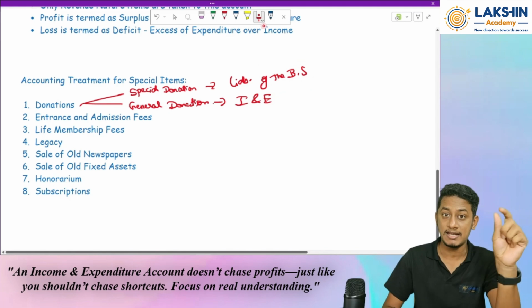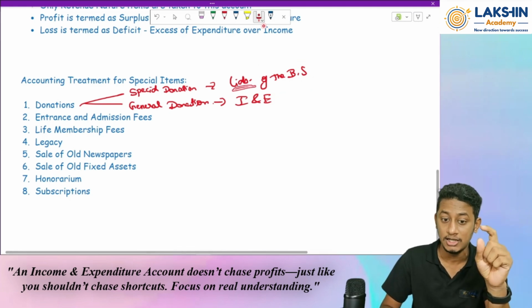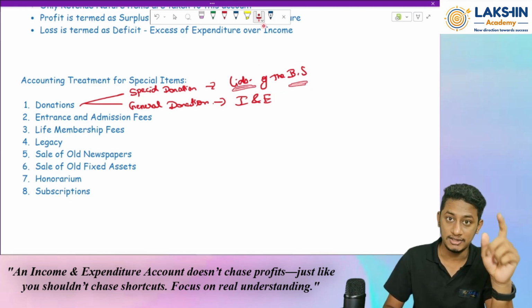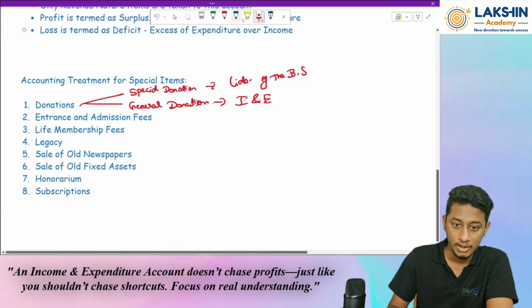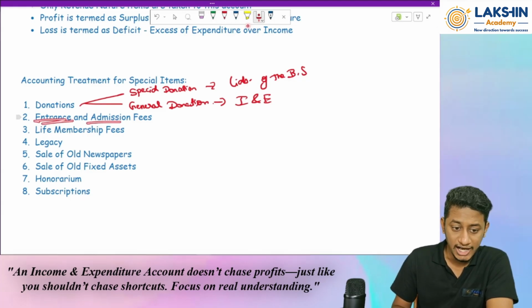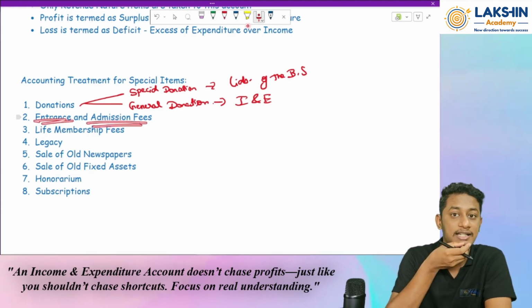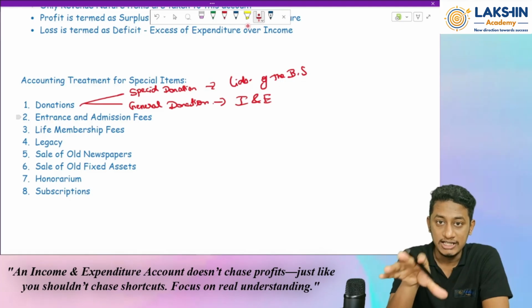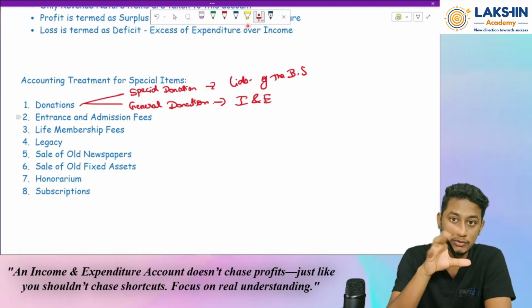Clear? We mentioned this as a separate item on the liability side of the balance sheet. This is the first part. Then going ahead, we have entrance and admission fees. So let us say an NPO is organizing an event so as to collect money.